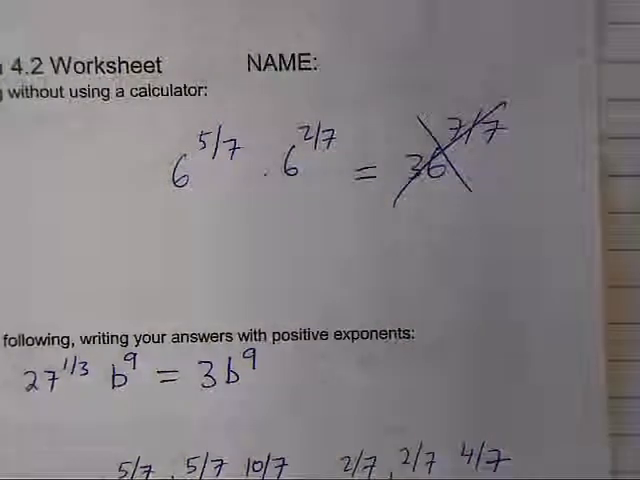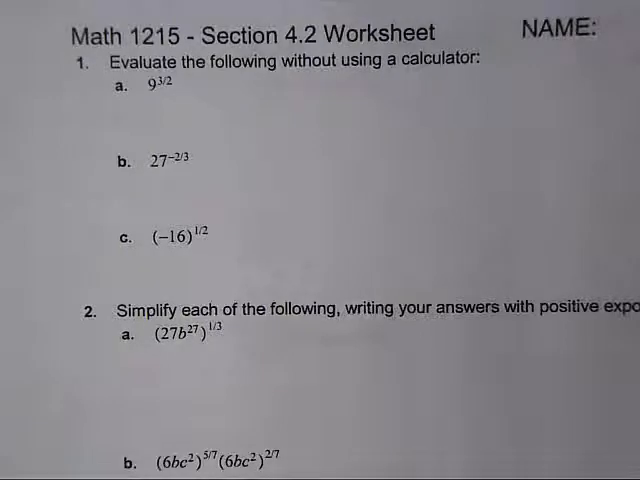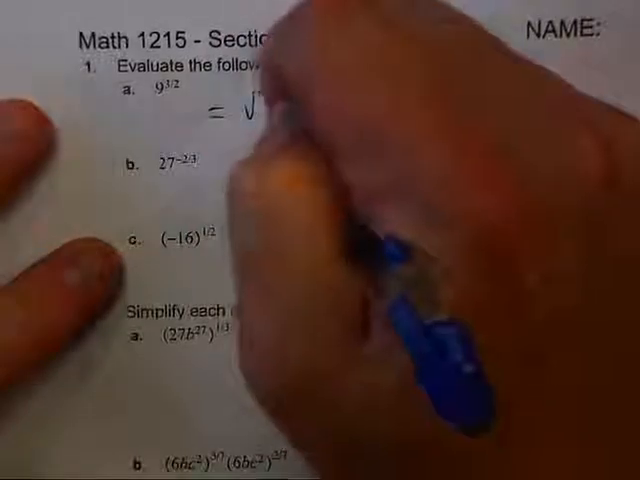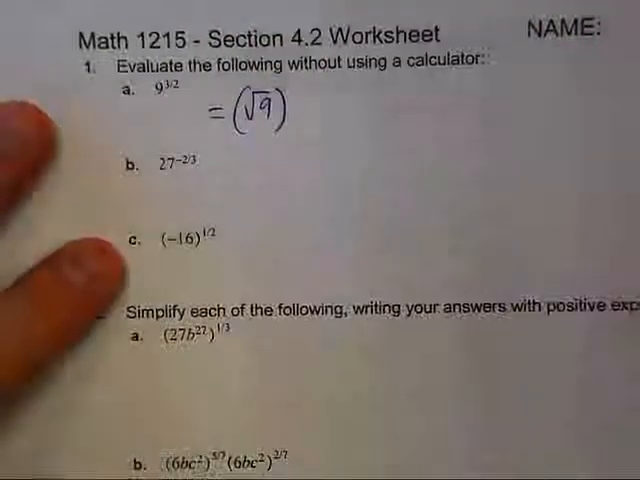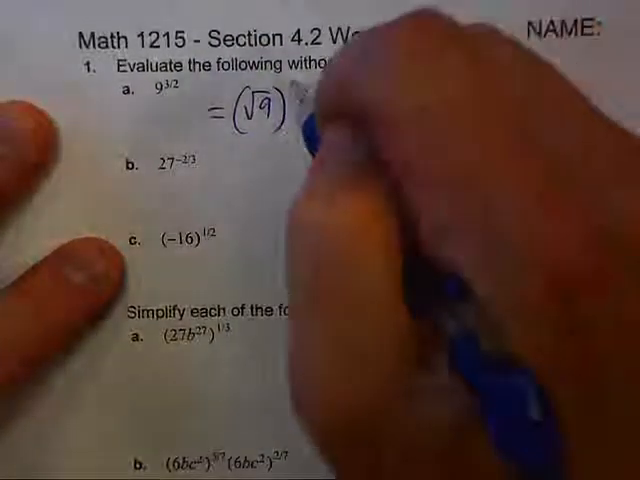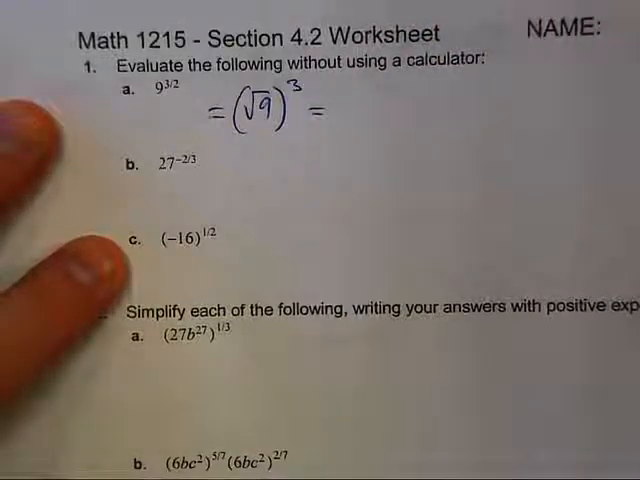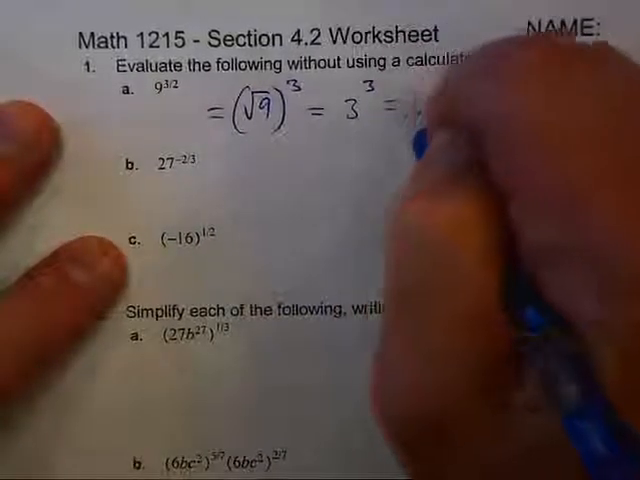So you said the B. 9 to the 3/2. What'd you do? The 2 on bottom tells you you have a square root. So that's square root of 9. And then you're going to cube it. What's the square root of 9? 3. And then 3 cubed is 27.